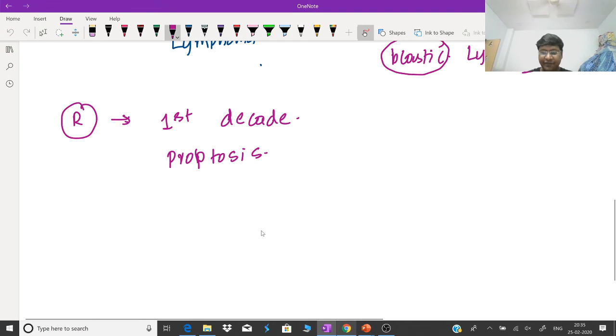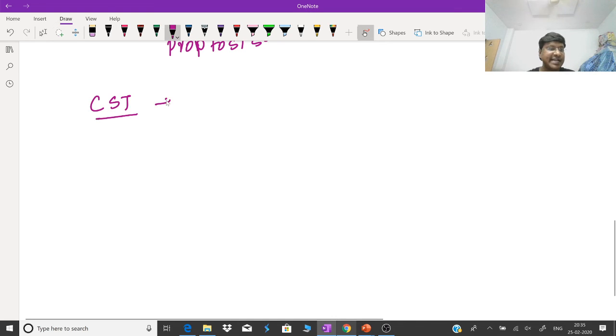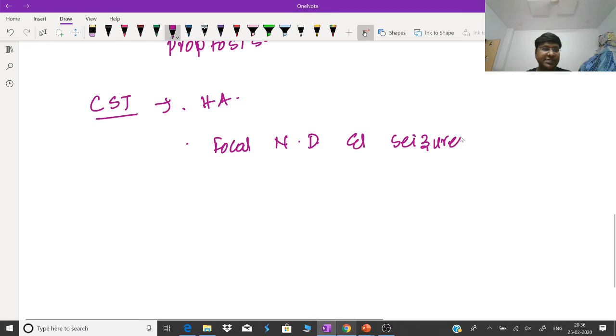Now, what are the other features of this cavernous sinus thrombosis? Let me tell you. The other features of cavernous sinus thrombosis, CST stands for cavernous sinus thrombosis. Headache is the most common symptom, and they will also have focal neurological deficit. They can also have seizures, that is another feature of cavernous sinus thrombosis, and they will have isolated third nerve palsy.